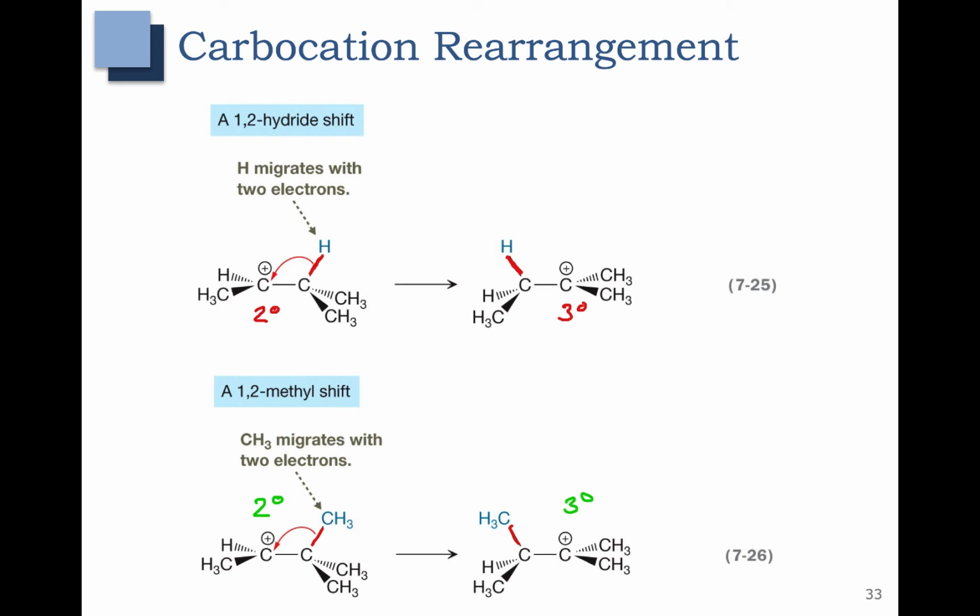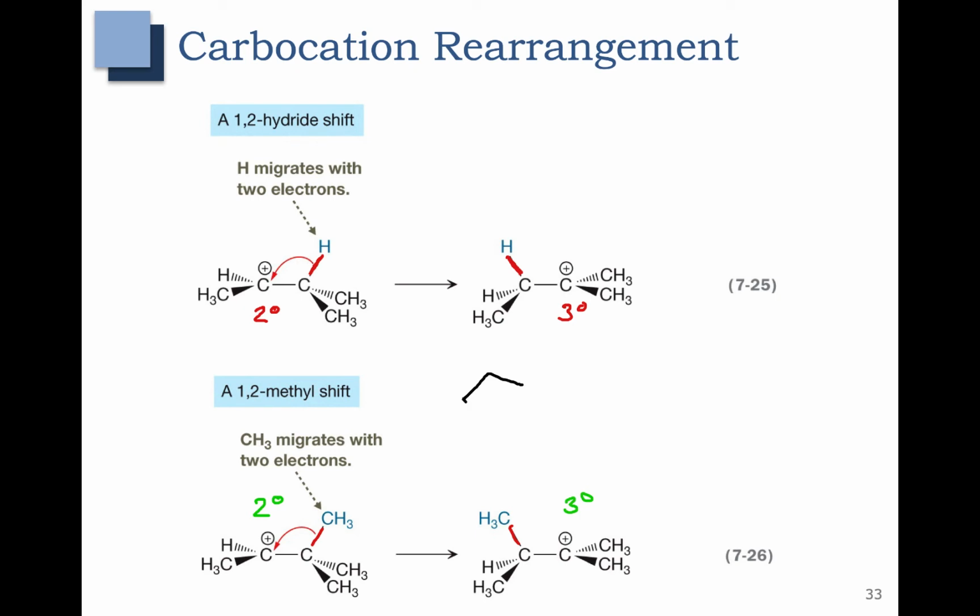This left carbocation is secondary because we have 2 carbon groups attached to it, and the tertiary one has 3 carbon groups attached to it. So again, we're going from a less stable secondary carbocation to a more stable tertiary carbocation.